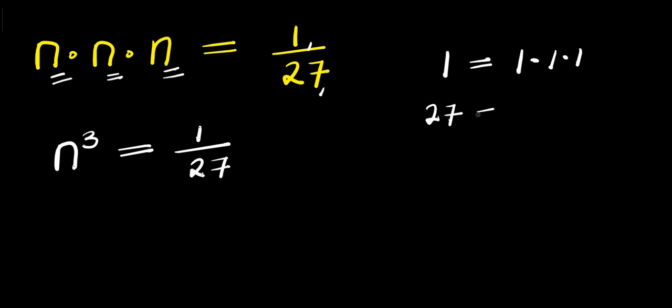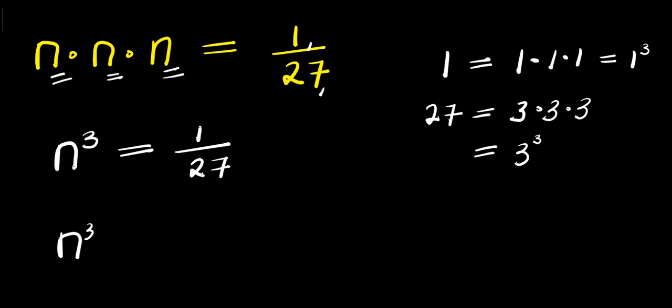I can also express 27 as 3 times 3 times 3. So this is 3 power 3. This is 1 power 3. So we have n power 3 equals 1 power 3 divided by 3 power 3.